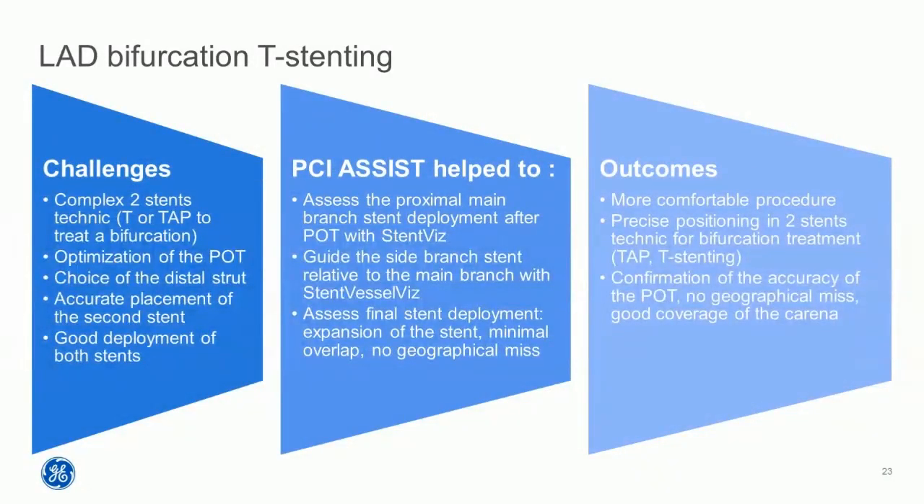So, like for the left main case, this tool was very useful to optimize the T or tap stenting in complex bifurcation lesions, and it was very useful also to assess the fact that the stents are well open and covering all the area of the disease area of the vessel.